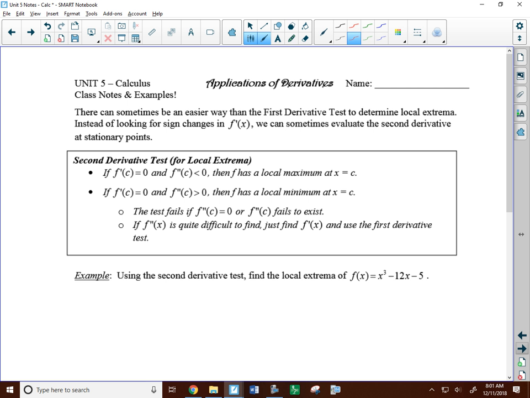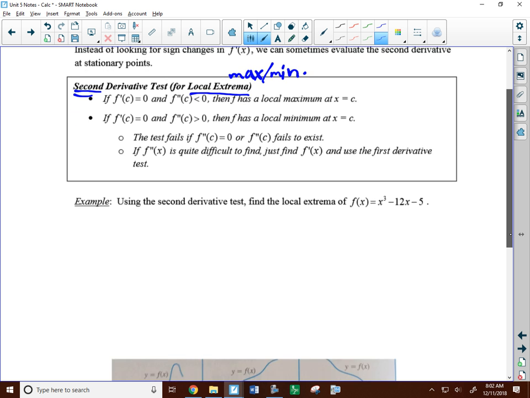All right, so first derivative test, local max and min. If it's increasing on one side and decreasing on the other, it's a local max. So if it changes. The second derivative test is also for local extrema. It also helps us with local max and min, but it uses concavity, because that's the second derivative. So it can sometimes be an easier way to determine local extrema, or sometimes it's just nice to do a different method. So instead of looking for sign changes, we evaluate the second derivative at stationary points.